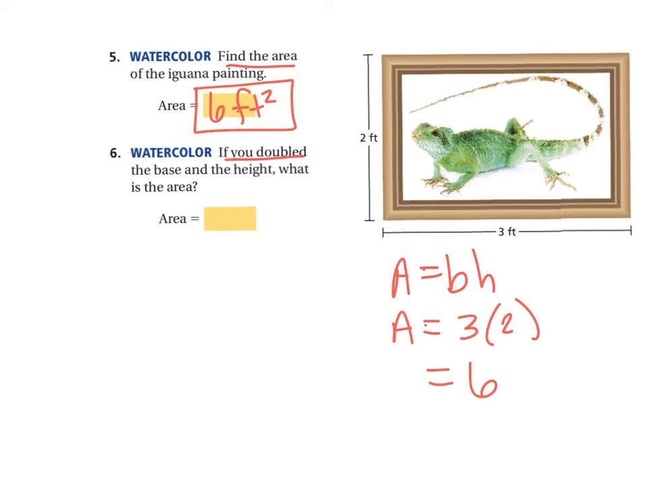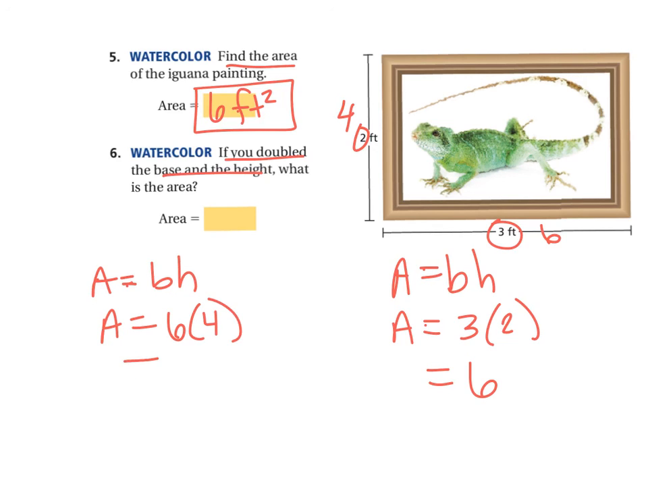Then it says, if you doubled the base and the height, what is the area? So let's just double these. 3 times 2 would be 6. 2 times 2 would be 4. So we'll redo this. Area equals base times height. So instead of it being 3 times 2, we're going to do 6 times 4. 6 times 4 would be 24. So the area, if it's doubled, is 24 feet squared.